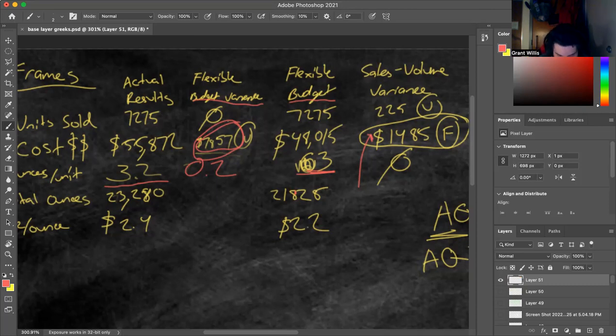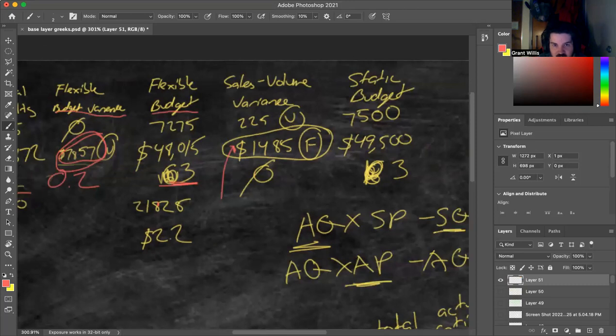Hey, so right now we're finding the sales volume variance first? I'm just reading the question. It says sales volume variance, efficiency variance, and input price variance. The sales volume variance is this one, we've already figured it out. Efficiency and input price variance are the only two variances you solve for with the skeleton model. So the sales volume variance is $1,485.